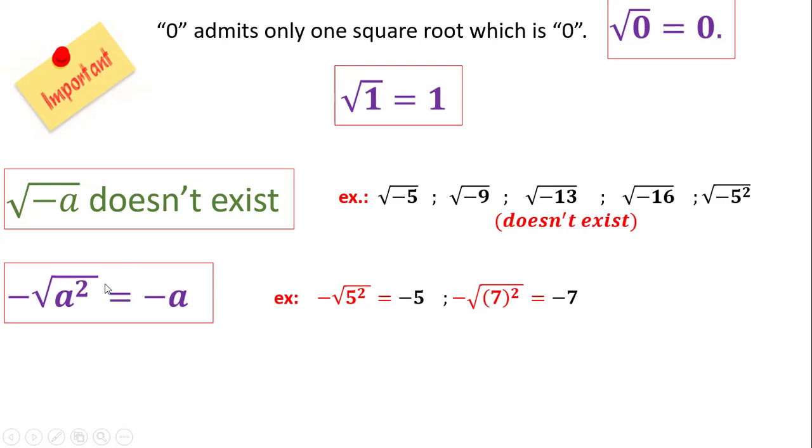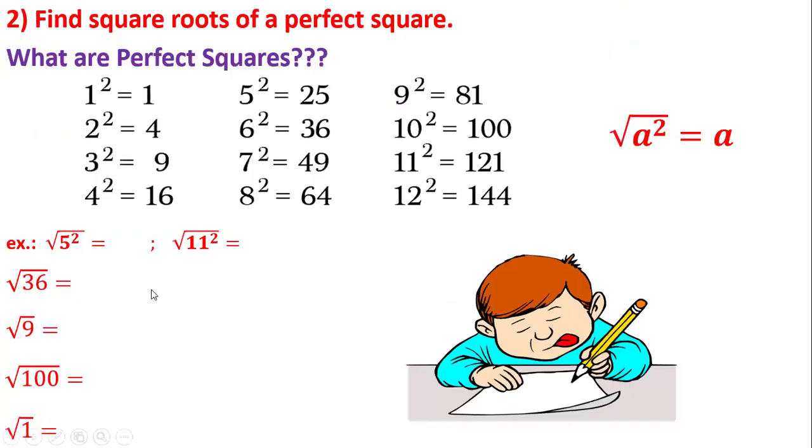Minus radical a squared. Now the minus is outside. So I leave it outside and I say the square cancels the radical. So my answer is minus a. Minus radical 5 squared. I keep the minus outside. The square cancels the radical. So it becomes minus 5. Also, the minus stays outside, the square cancels the radical, so my answer is negative 7.